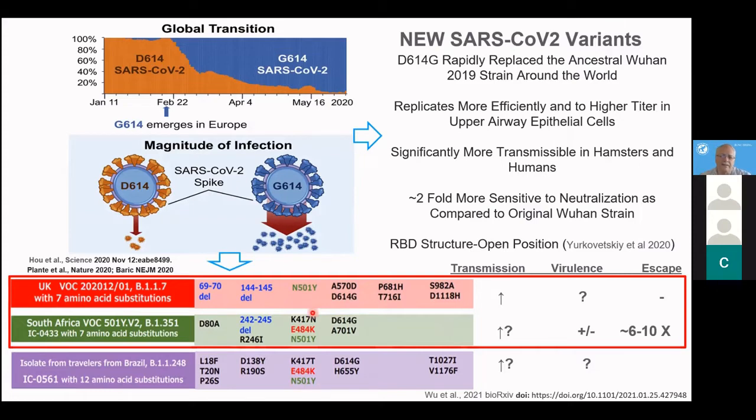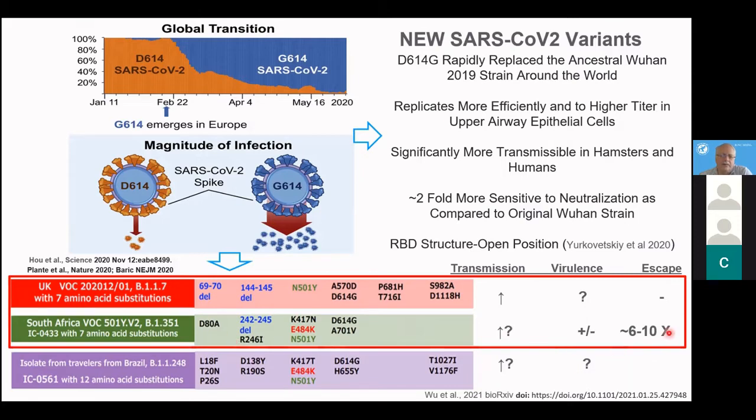Detailed studies on transmission and virulence argue that the UK strain is more transmissible. It's probably 30% more virulent. It's about twofold more resistant to neutralization. The South African variant had the highest increased resistance to sera, either from convalescent patients or from vaccinees, of about a 6 to 10-fold reduction. And the Brazilian variant has about a 4-fold reduction in neutralization titers as compared to the other variants.